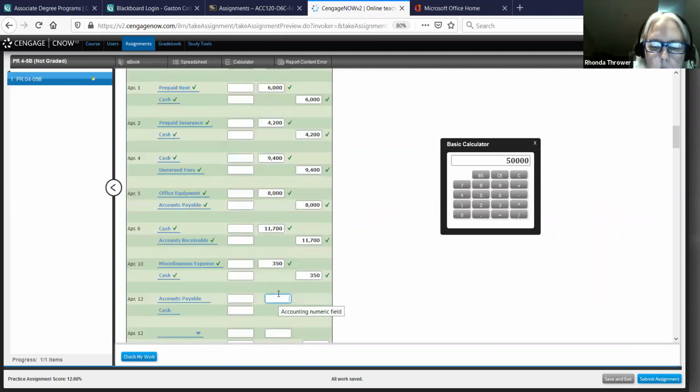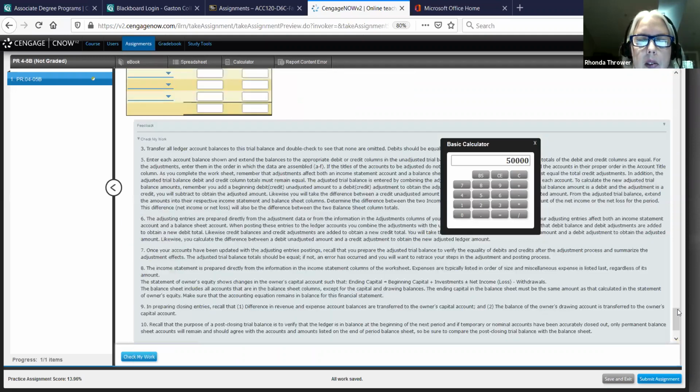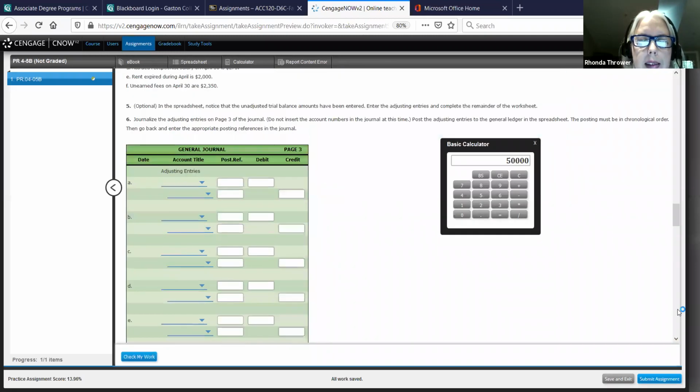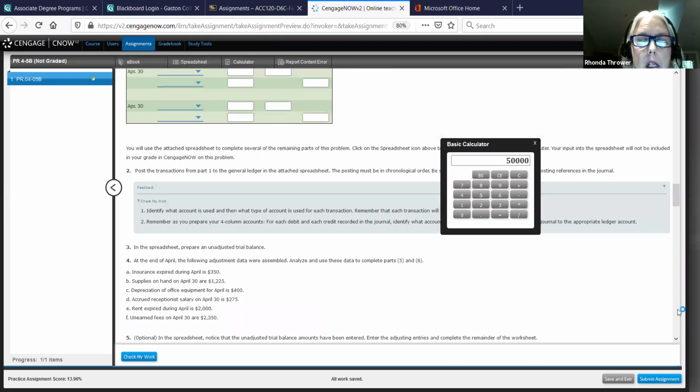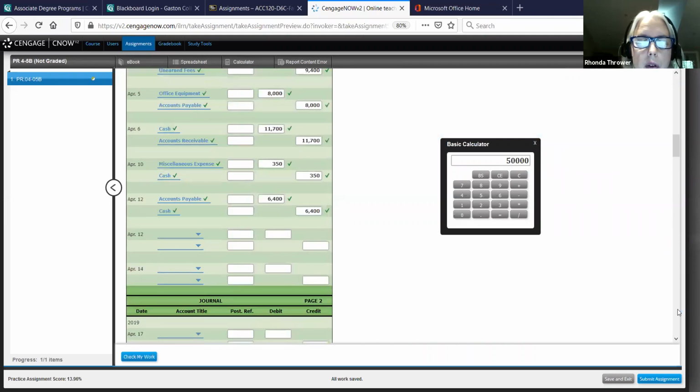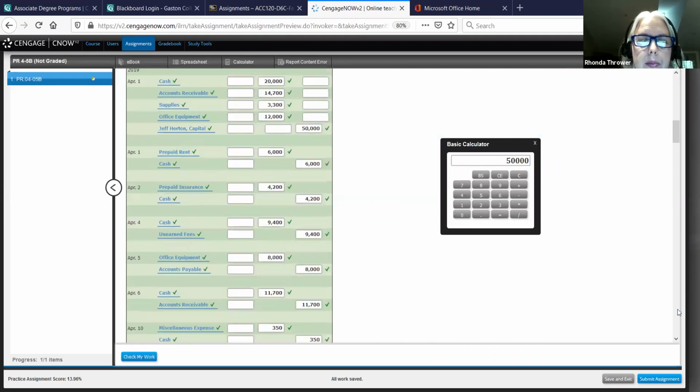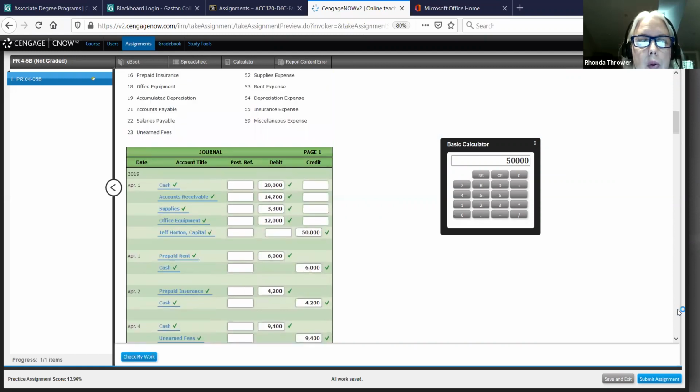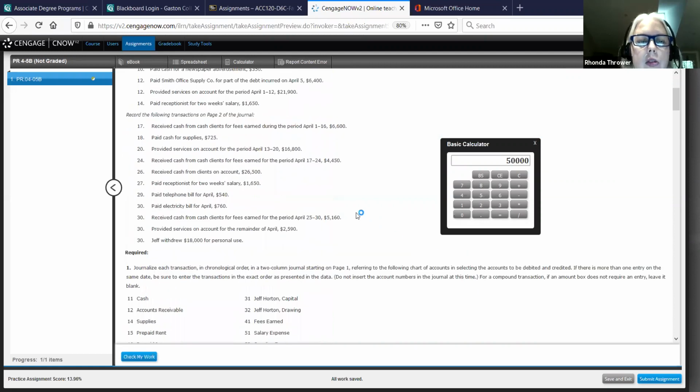So $6,400 is the amount that's going to go in as a debit to accounts payable and as a credit to cash. Our accounts payable, which is a liability, is being reduced. To reduce a liability, we would debit. Our cash account, which is an asset, is being reduced too. And to reduce cash, we would credit. So we're ready for the April 12th transaction.